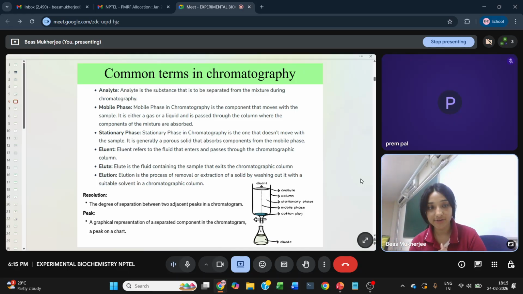Now we have the mobile phase. What is the mobile phase? Mobile phase is the component that moves with the sample. The sample is there in the mobile phase, it moves. It is either a gas or a liquid that passes through a column where the components of the mixture are adsorbed or absorbed. Then there is the stationary phase. What is the stationary phase? Inside the column, whatever is there to absorb from the mobile phase, that is called the stationary phase.